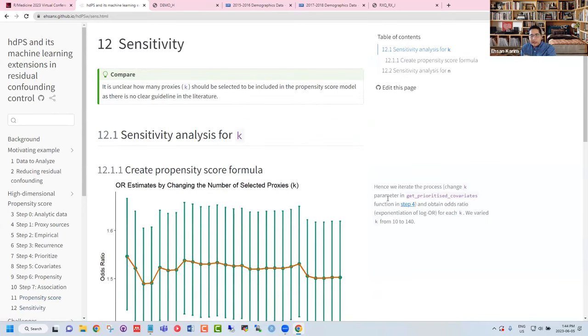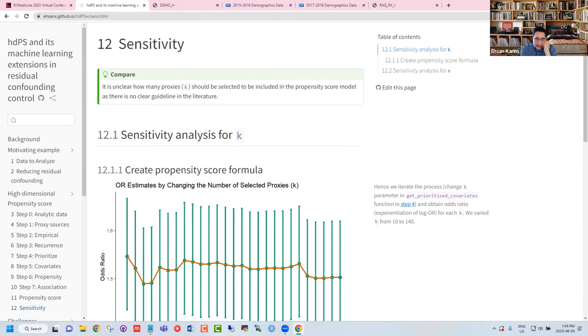Again, remember in one of our steps when we were talking about the creation of the high dimensional propensity score, in step five, we did talk about how many proxy variables you want to select. And remember, we chose 100, right? But that was not based on any theory. We basically chose 100 because we had in total 143 covariates, and then we chose to select 100.